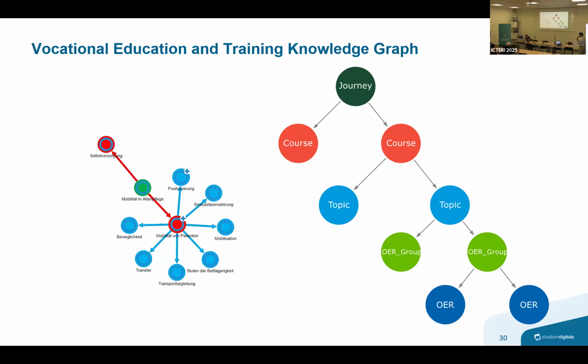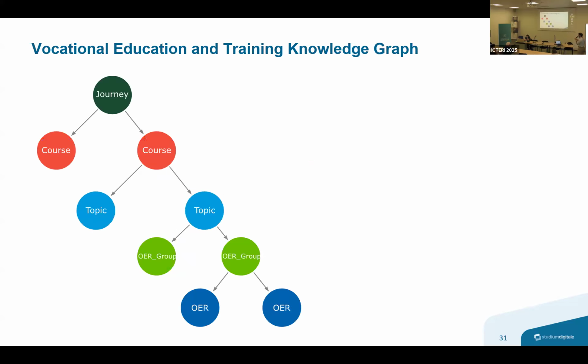The way we did this is that we started by creating the knowledge graph to embed them structurally in knowledge. Our curriculum was composed of this tree: a journey, which is the final learning, has several courses composed of several topics, which are groups of educational resources, and the actual open educational resources, the OERs.